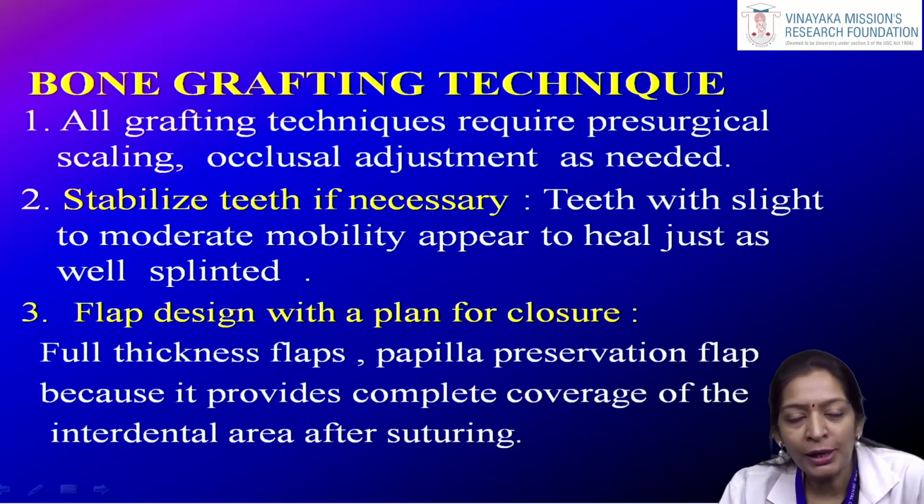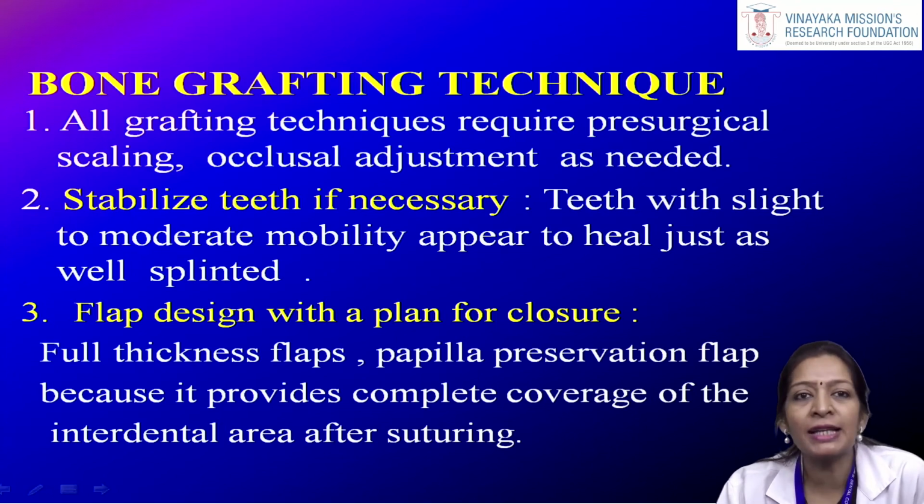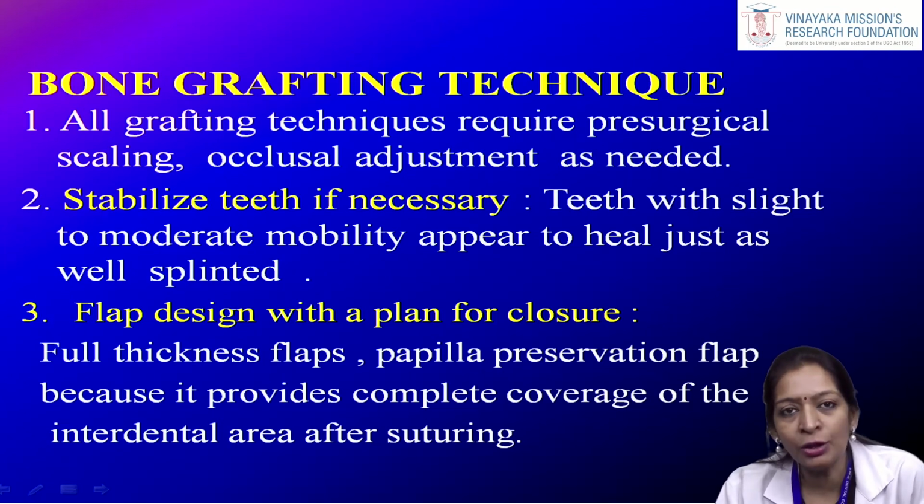Scaling and root planing should be done, along with any occlusal adjustment that has to be made. If there is any mobility, stabilize the tooth with the help of splinting, wait until the initial healing has taken place, and then go for the periodontal flap surgery. Then a proper flap design for complete closure is very, very essential.